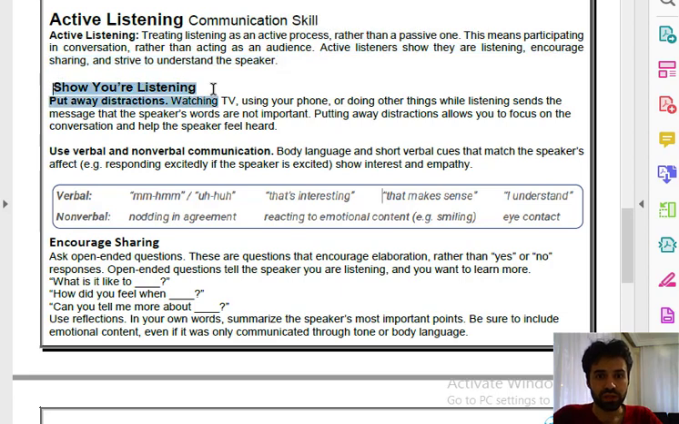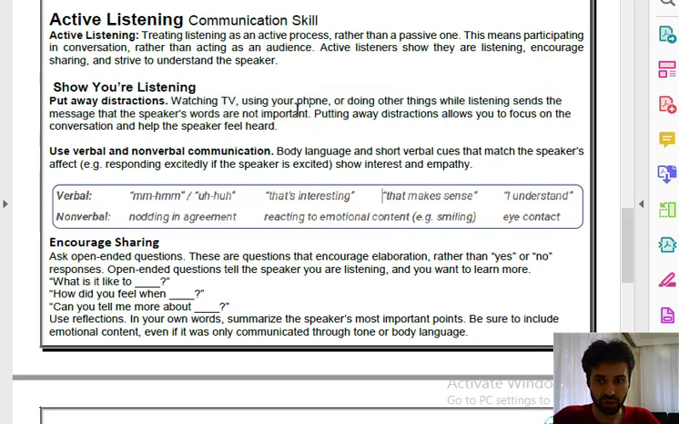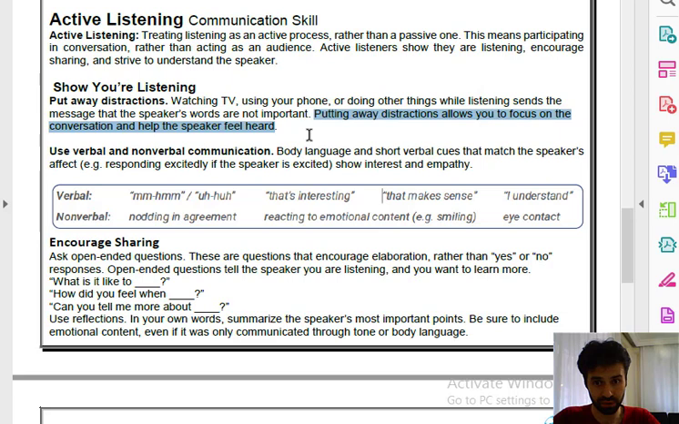So one tip is to show that you are listening. You have to put away distractions like watching TV or your phone or anything you're doing, like reading a book, because this kind of behavior shows that the speaker is not important. It's very disrespectful. Putting away distractions allows you to focus on the conversation and helps the speaker to feel heard and also to feel important.